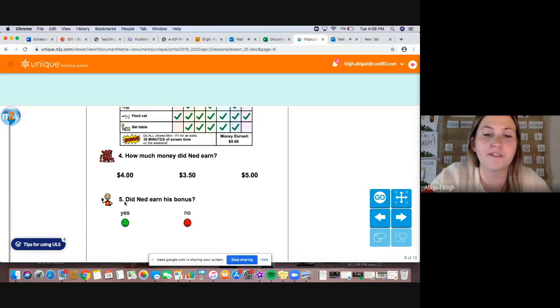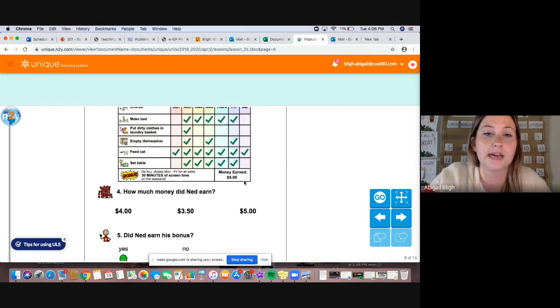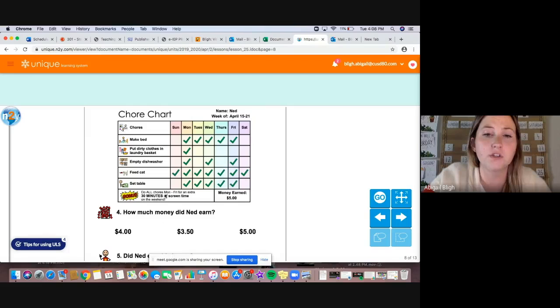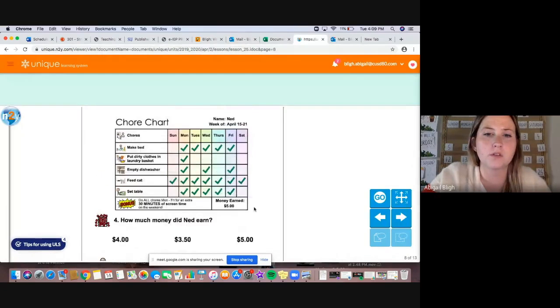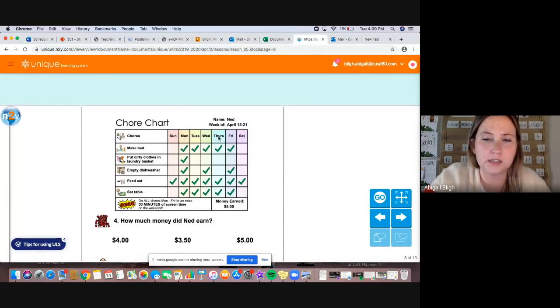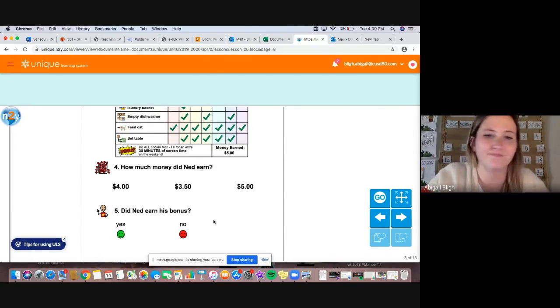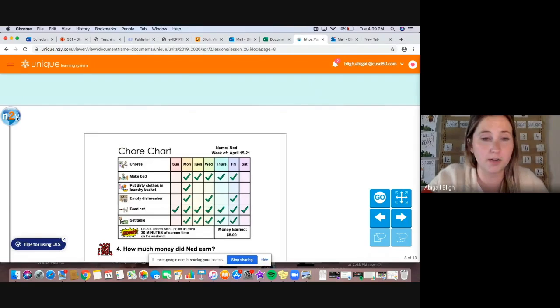So how much money did Ned earn? $5. Number 5, did Ned earn his bonus? Yes or no? To get his bonus, he needed to do all of his chores Monday through Friday for an extra 30 minutes of screen time. So Monday through Friday, I'm just looking at this part right here. He needed to do all of the chores, but there's some blank spaces right here. So did Ned earn his bonus? No, he did not earn his bonus. All right, friends, so that is the chore chart.